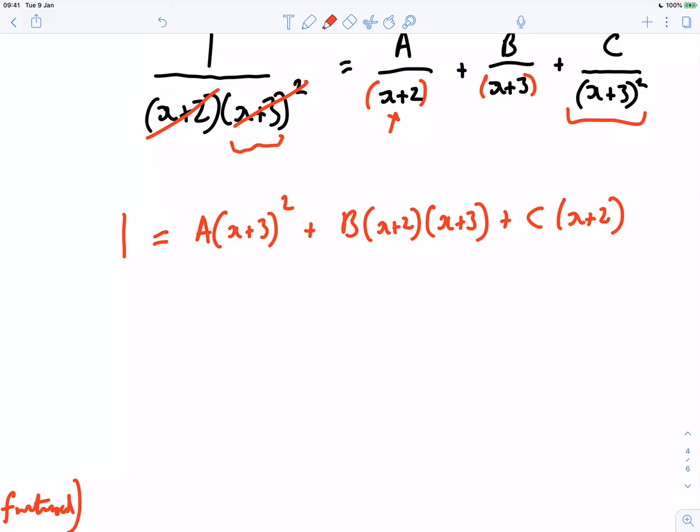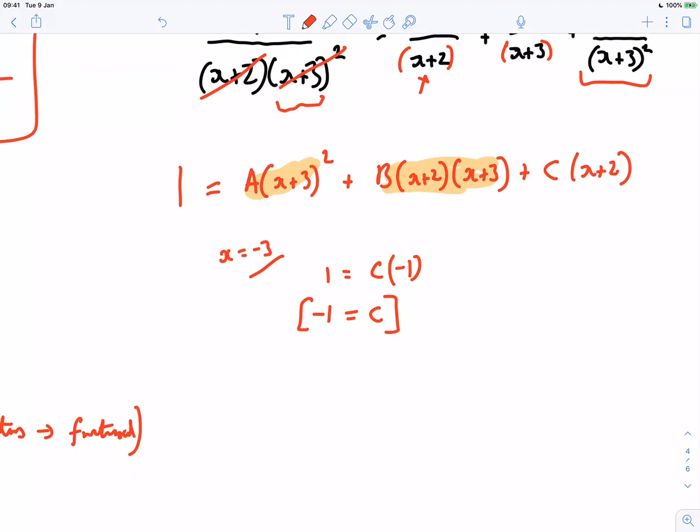Why won't substitution necessarily work? Because let's suppose I make the substitution x equals minus 3 so that the a disappears. Well, because the b also has x plus 3, that'll disappear, and c will work, i.e. we'll get something for c. So if x is minus 3, I'll have 1 on the left-hand side, and I'll have c lots of minus 3 plus 2, which is minus 1. So we'll get quite quickly and nicely that c equals negative 1. Okay.